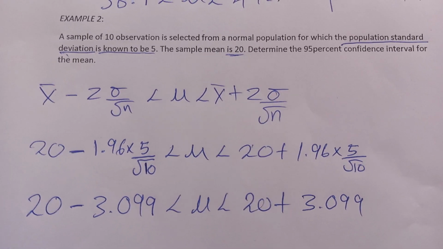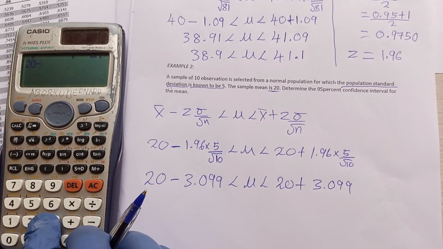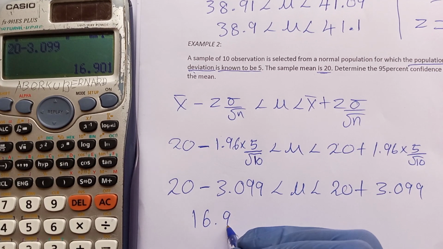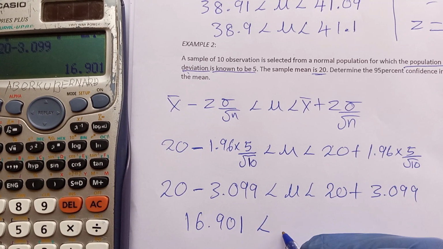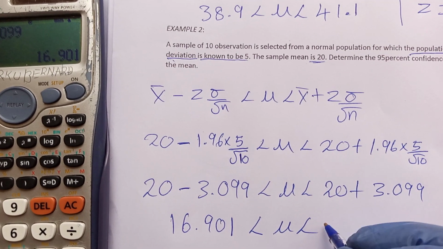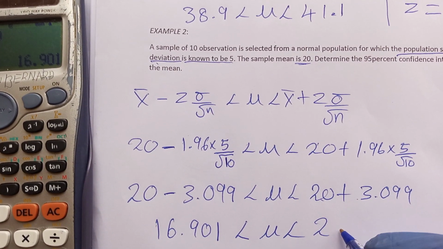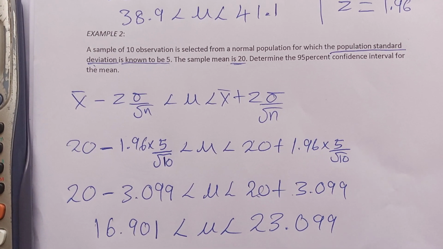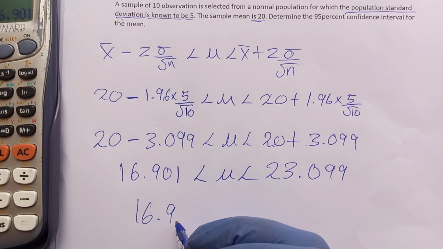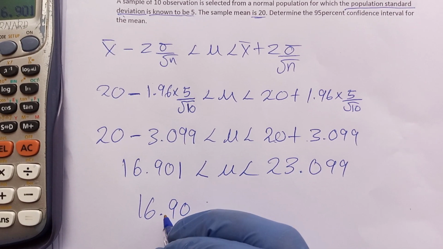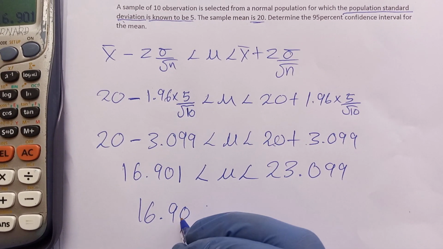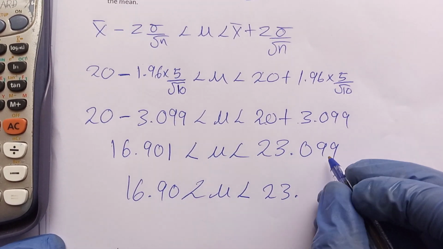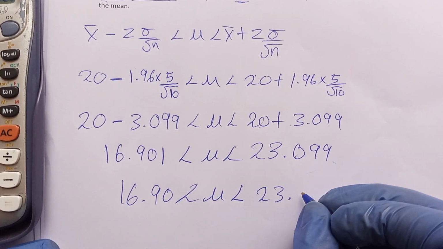So when we subtract 20 minus 3.099, we get 16.901, isn't it? Less than mu less than, when you add 20 plus 3.099, you get 23.099. So this is the final answer. You can leave your answer in 2 decimal places as well. It depends on you. 16.90 less than mu less than 23.10.